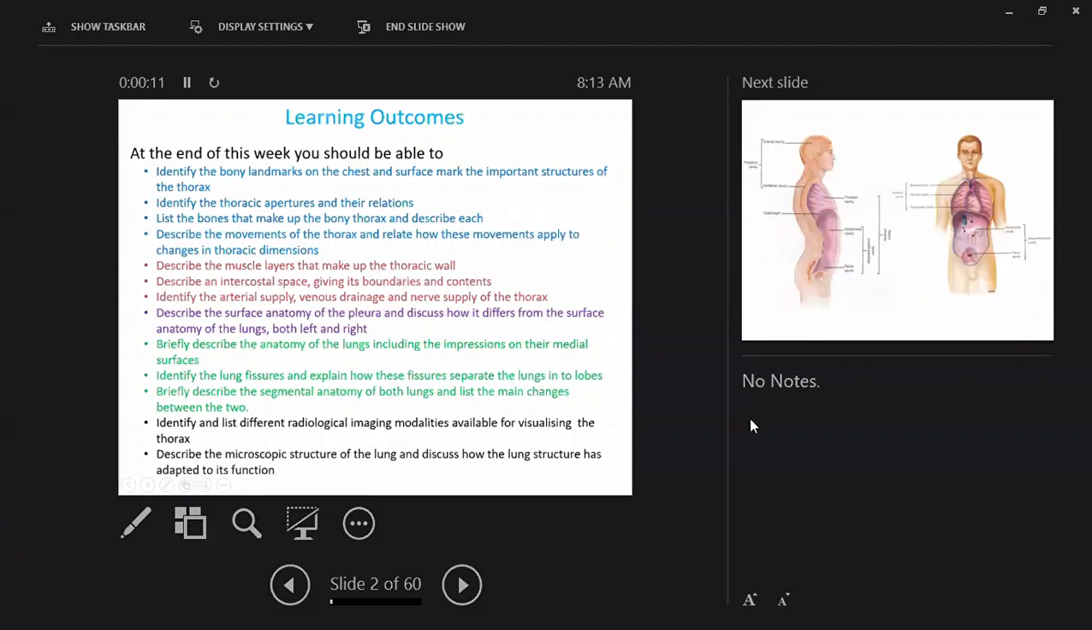I know you all had wanted learning outcomes. So these are basically the objectives for thorax week. Mediastinum week objectives you will get later, I think 2 weeks later. Now, what should you know?